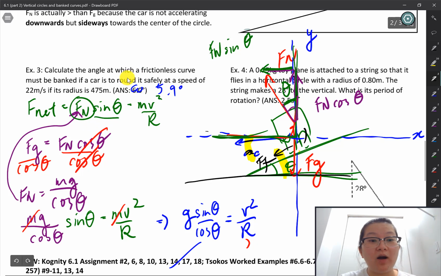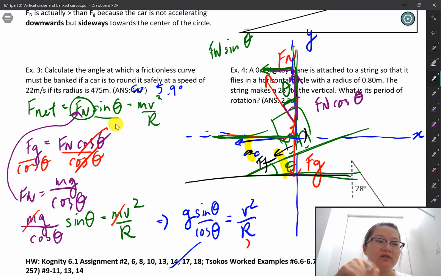So the problem will get more complicated with friction. So hopefully this gave you a basis of how to solve these problems. The key thing is to figure out the direction of the centripetal acceleration to align your axes properly.